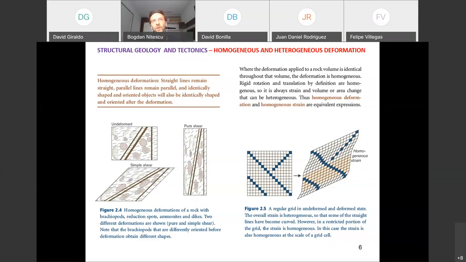As a response to tectonic forces in the orogenic belts, you have the development of low angle faults that are called thrust faults. They are like reverse faults, but low angle, along which a section of the upper crust is transported on top of another section of the crust.